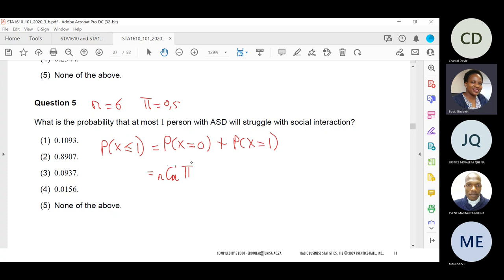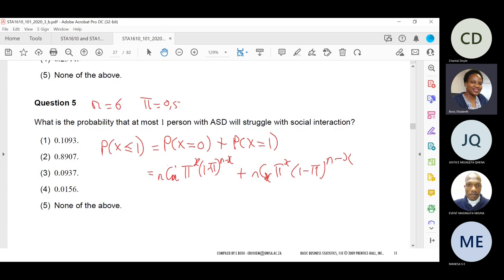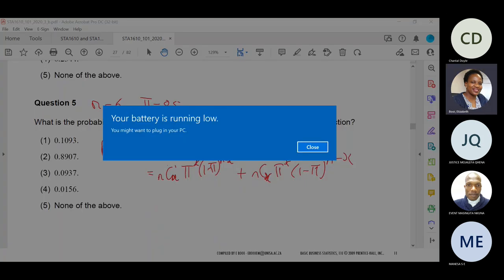Let's see, P(x) is n choose x times p to the x times 1 minus p to the n minus x, plus another one for the next x value. So you will need to do both and add them together. If there were 3, you will do the same: you have to go and find all 3 of them and add them together. If there were 4, you will do the same.